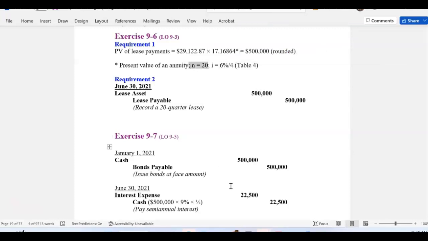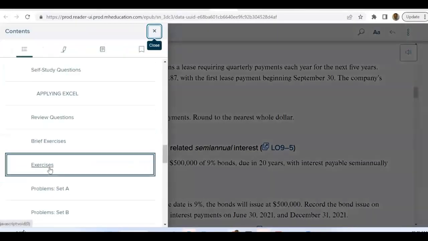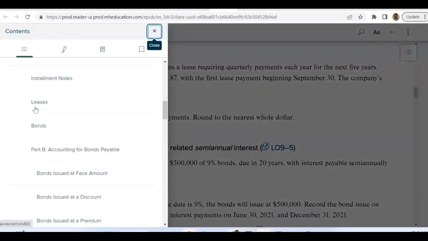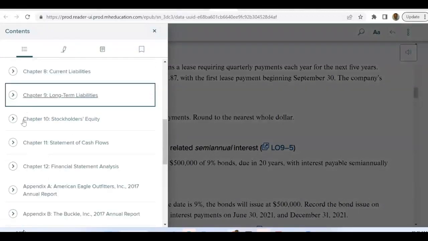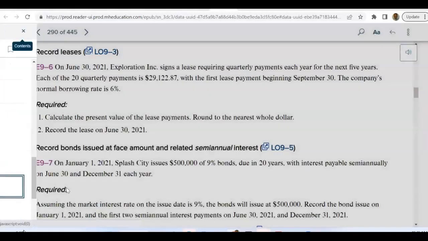So let's go to the table and see where I can find these. The factor is 17.16864, which is N of 20, and i is 6 divided by 4, which is 1.5%. Okay, so let's go to the table. Here is the table. So we close chapter 9 for a second, go all the way down to the present value tables here.